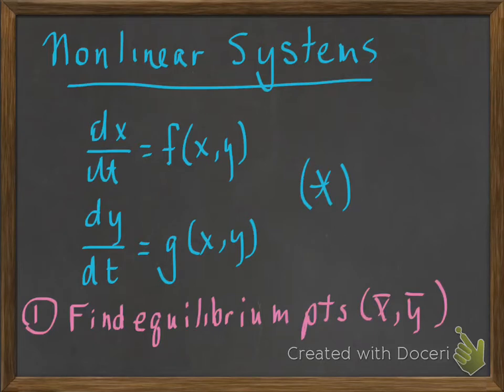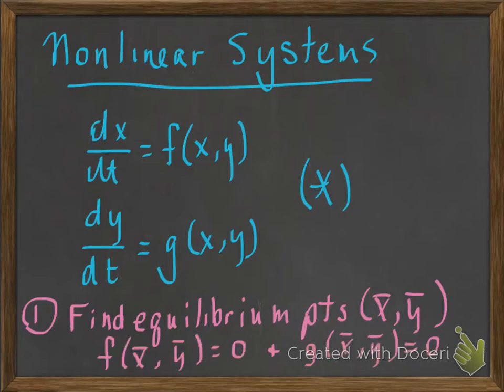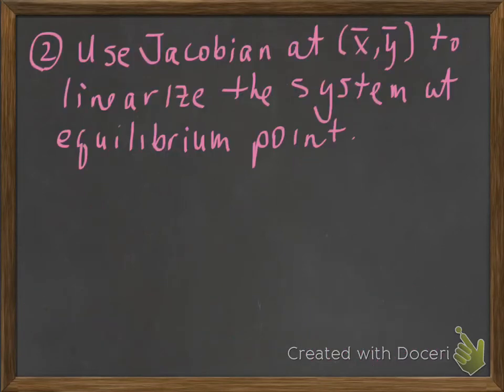So from your reading, you know that the way we are going to analyze these nonlinear systems is that first we are going to find their equilibrium points, x bar, y bar. And what are the equilibrium points? They're the points such that both f of x bar, y bar equals 0 and g of x bar, y bar equals 0. And once we find the critical points or the equilibrium points, we can use the Jacobian matrix at our critical points to linearize our system at that point.